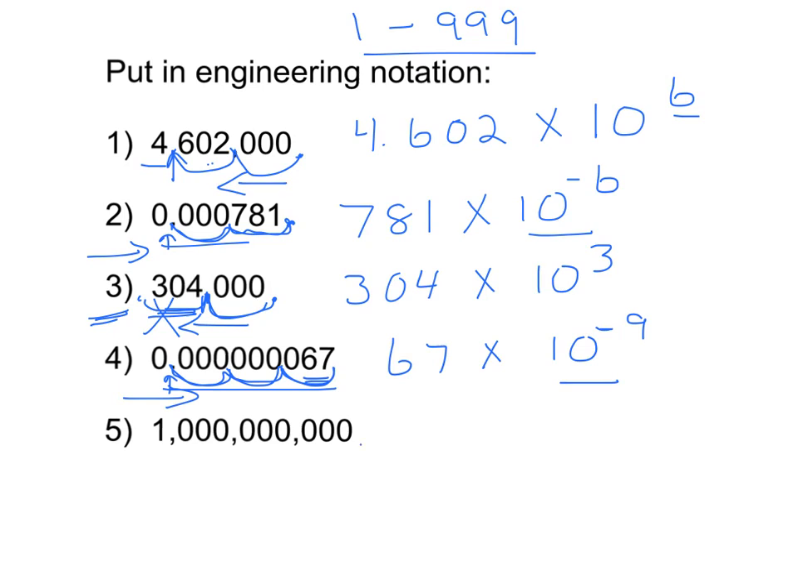Number 5, my decimal starts after that last 0. I'm going to move it in groups of 3, so 1, 2, 3, 4, 5, 6, 7, 8, 9. When I move it 9 places, I'm left with just a 1 in front of the decimal. And remember, I need something between 1 and 999 inclusive, so 1 will work. So 1 times 10, and I moved it 9 places to the left. It's positive because I want to multiply it by a really big number.